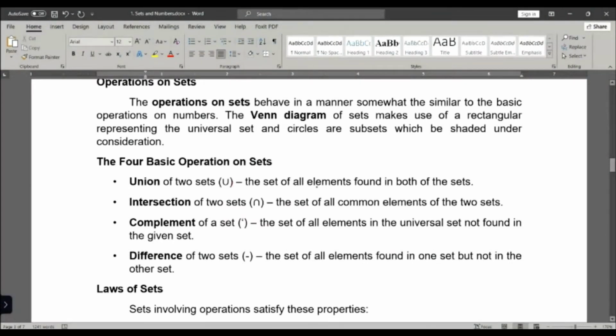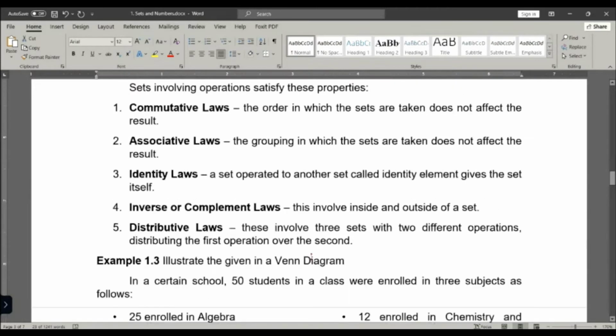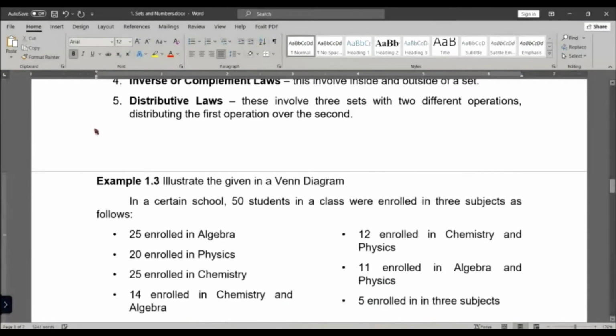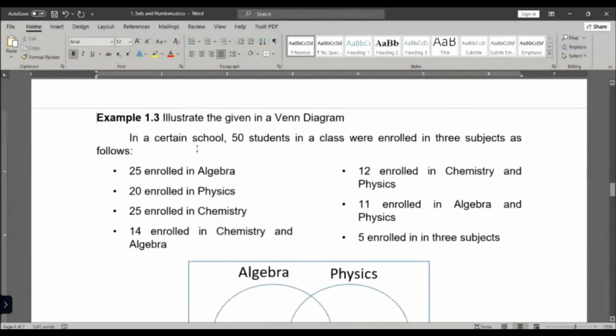Okay. So here now are the examples on operations on sets. At the same time, again, I will illustrate the operations in a Venn diagram. So let's consider this example. Application muna ng Venn diagram.